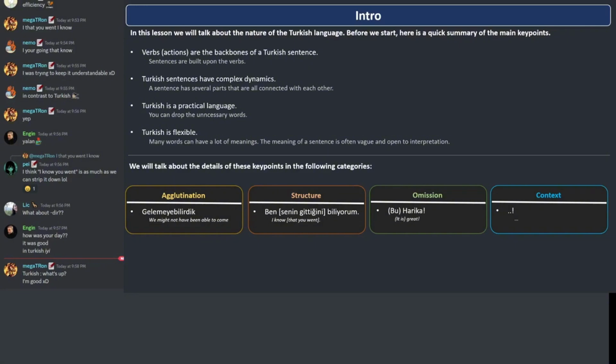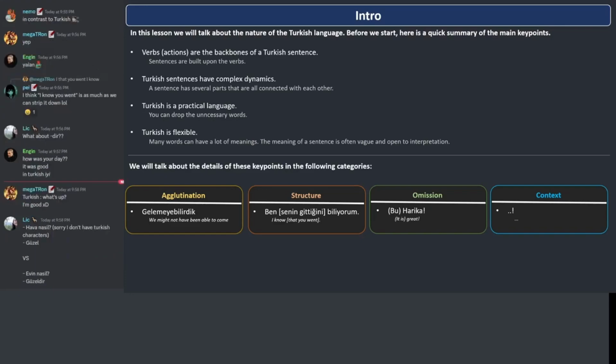Sometimes people ask, what does geldiği mean? Or this part, what does gittiğini mean? I don't know. It means a lot of things. It depends on the sentence where it belongs. So instead of just asking gittiğini, you need to give me the full sentence so I can see the context and answer accordingly. Okay?